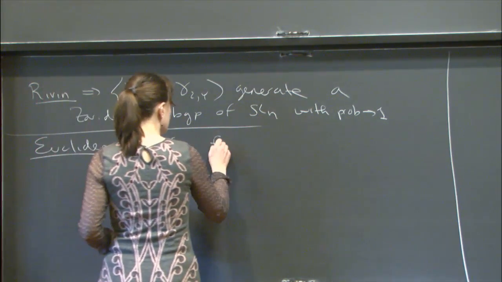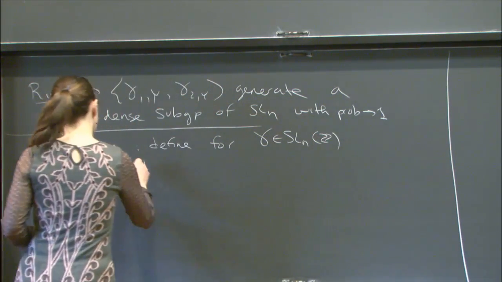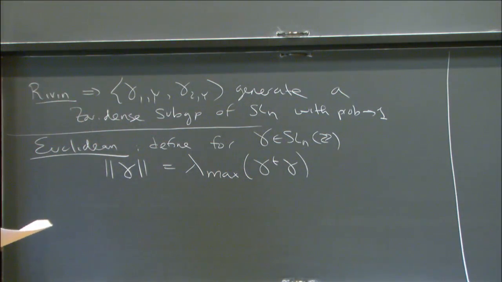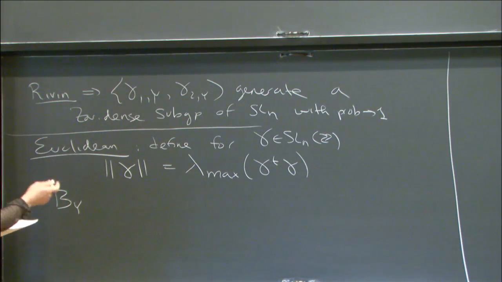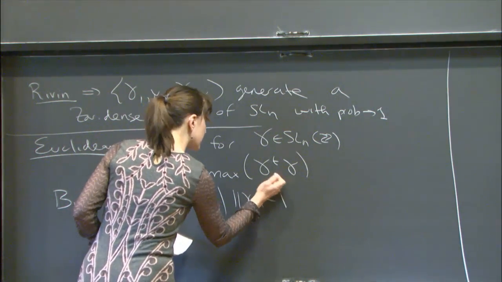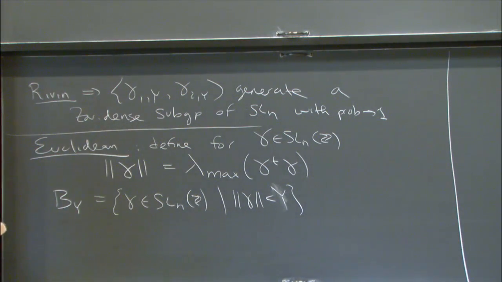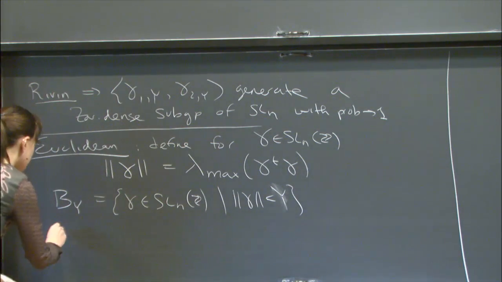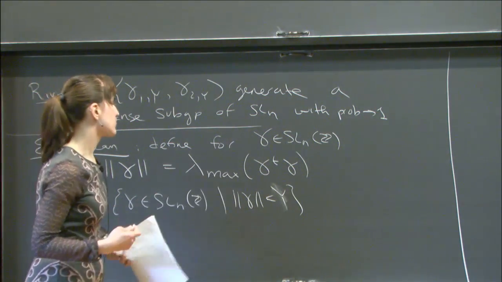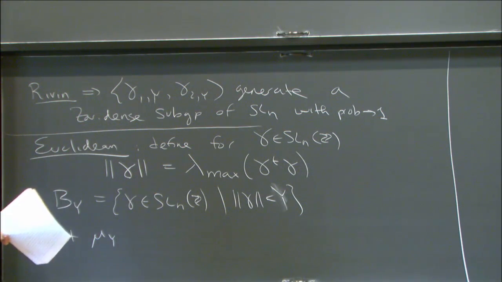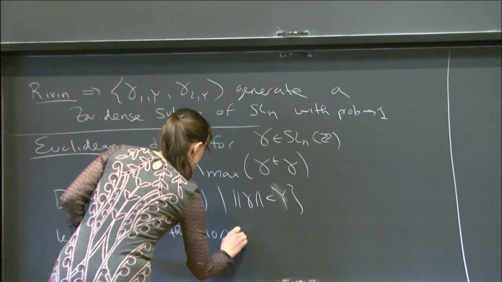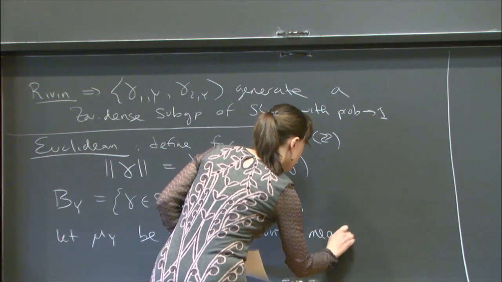So for gamma in SL_n(Z), this norm of gamma is going to be the largest eigenvalue of gamma transpose gamma, so the largest singular value. And I'll call B_y the ball of radius y with this norm, so those gamma in SL_n(Z) such that norm of gamma is less than y. Okay, so then I'm going to define mu_y to be the normalized counting measure on B_y. So B_y is some finite set for any given y, and mu_y of any subset is just going to be the number of elements in that set divided by the total number of elements in B_y. So this is a normalized counting measure on B_y.